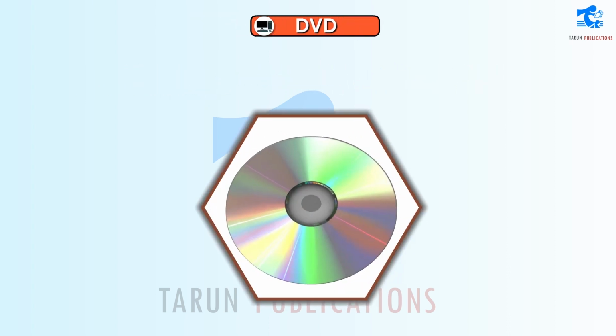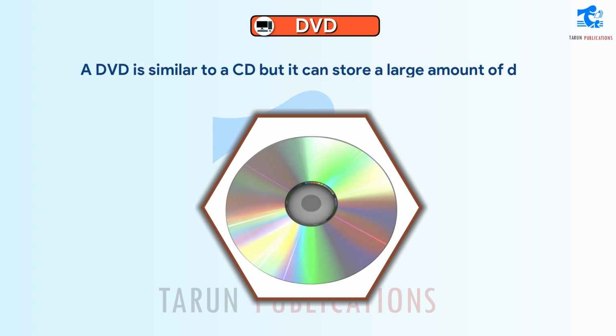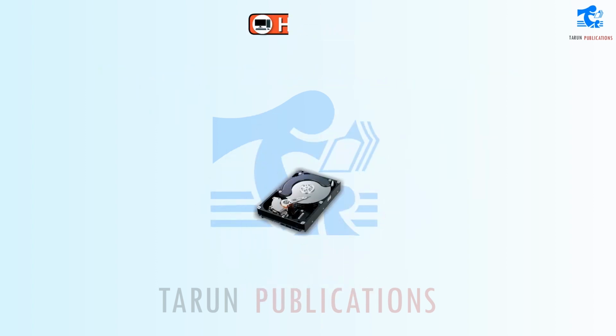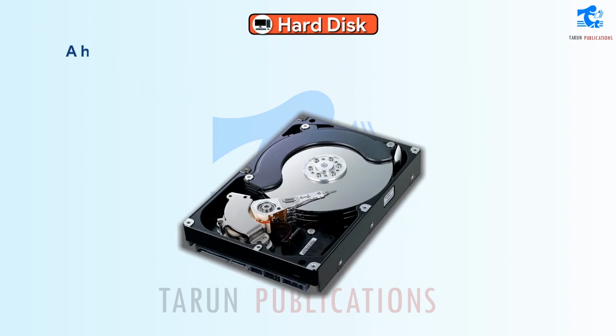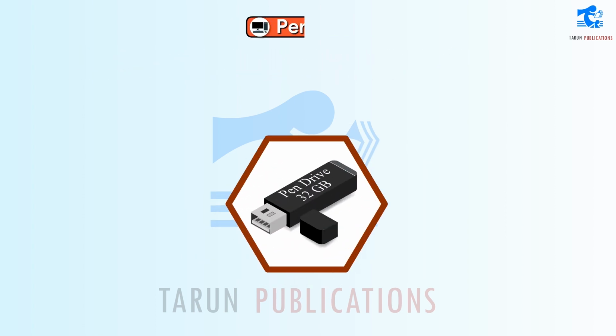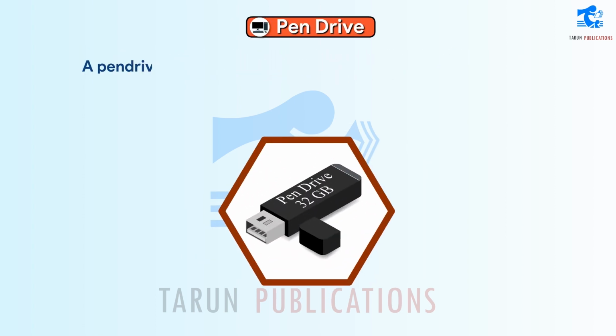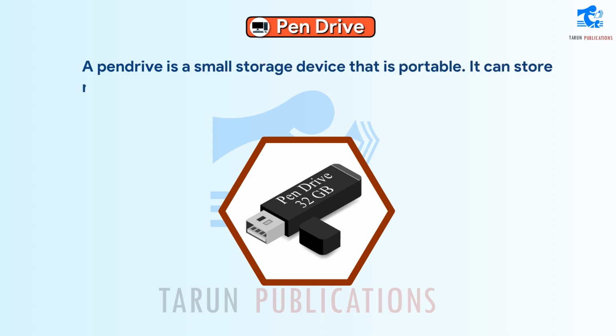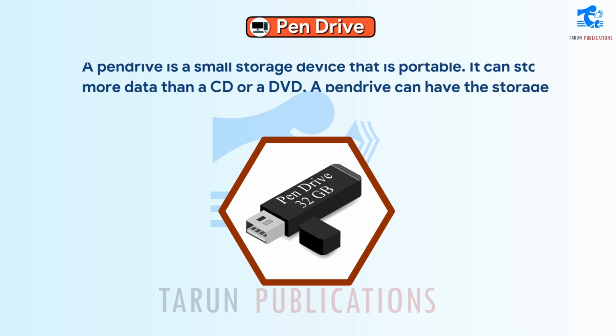DVD. A DVD is similar to a CD, but it can store a large amount of data. Hard disk. A hard disk is permanently fixed into a computer system, and it can be used to store a very large amount of data. Pen drive. A pen drive is a small storage device that is portable. It can store more data than a CD or a DVD. A pen drive can have the storage capacity of up to 1 terabyte.